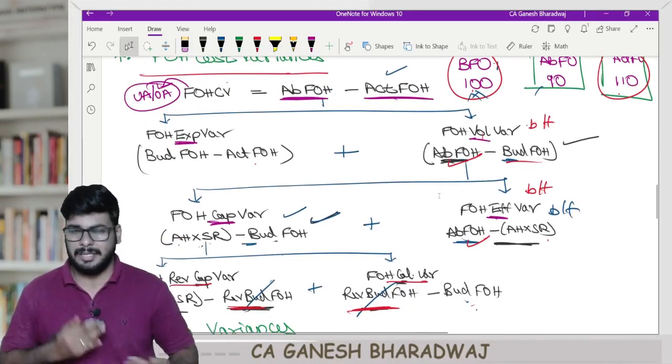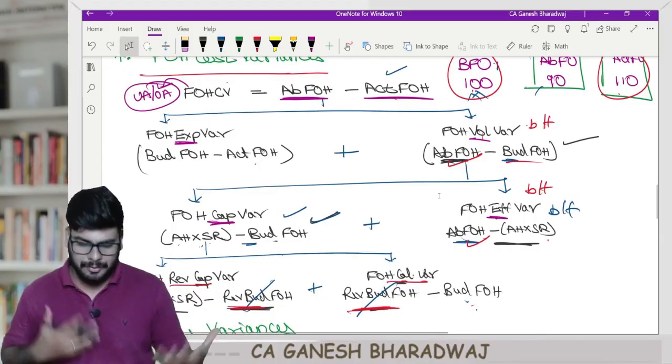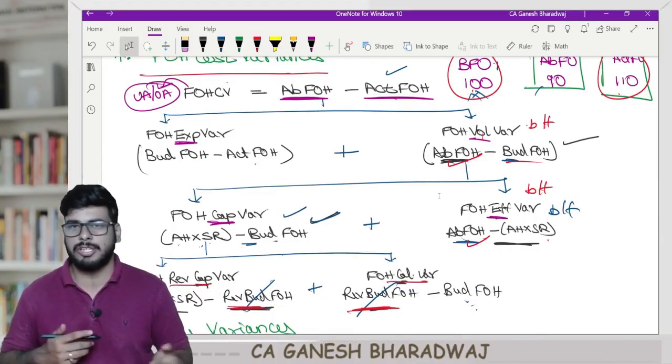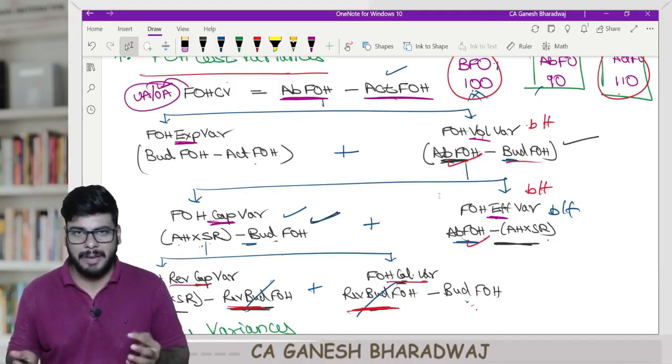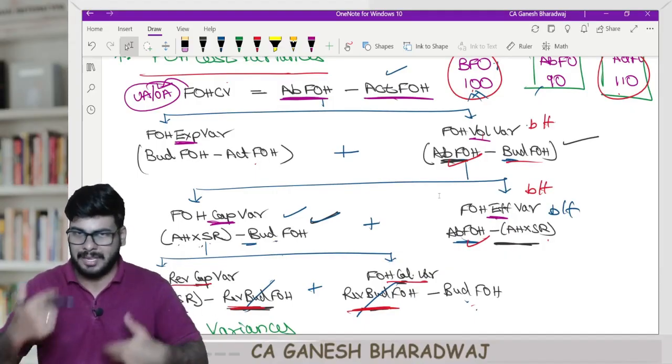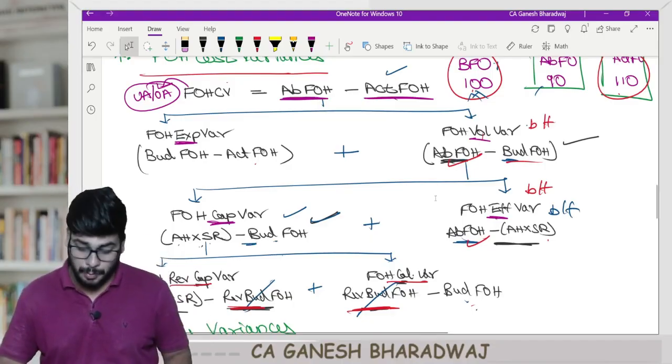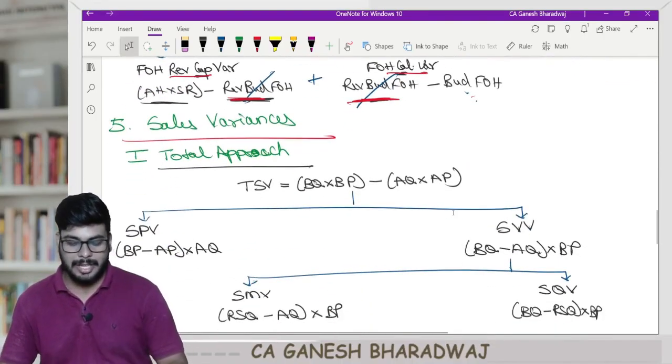Generally we take a lot of time in doing this fixed overhead cost variance, about 4-5 hours. But here, since this is a revision marathon, I have just subsumed it and I'm presenting it in a capsule so that it's easy for you to revise it. Clear with this, guys? Right, now let's move on to the next one.